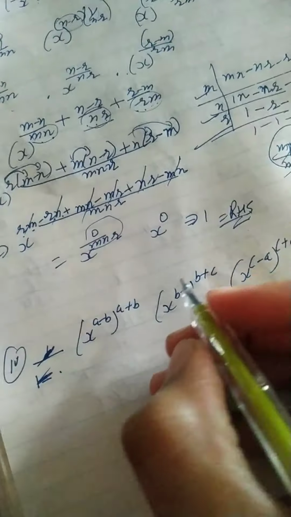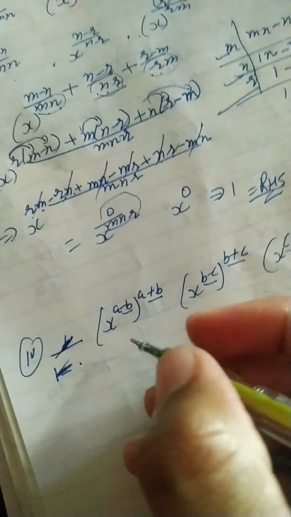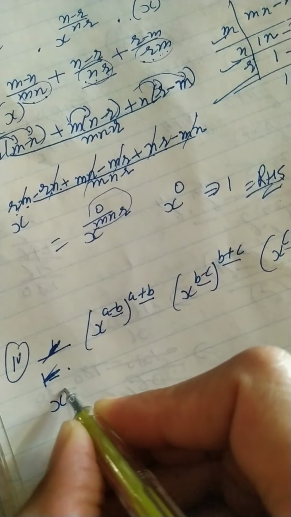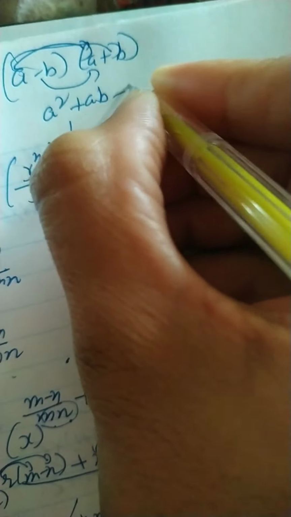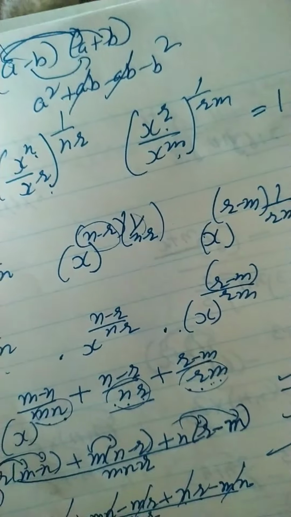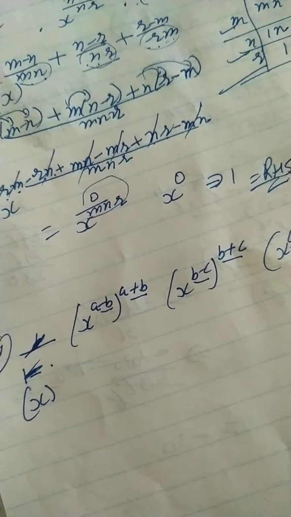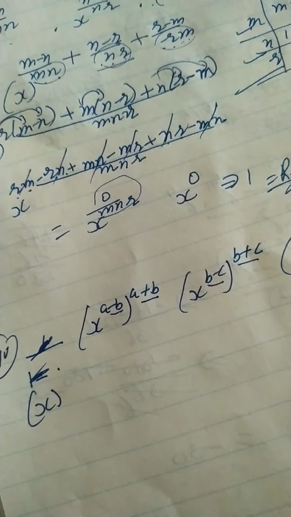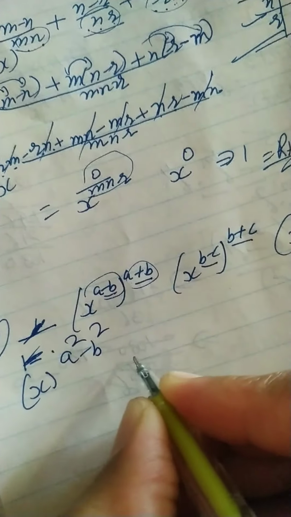Come to the last part. Inside power and outside power, you have to multiply. For multiplication, I am telling you, suppose it is a minus b and a plus b. You can choose the same way also: a square, then ab, then minus ab, then minus b square. You will come out with a square minus b square. Or if you know that formula directly, then you can directly write the formula. It is one formula, a minus b and a plus b. What is the formula? The formula is a square minus b square.